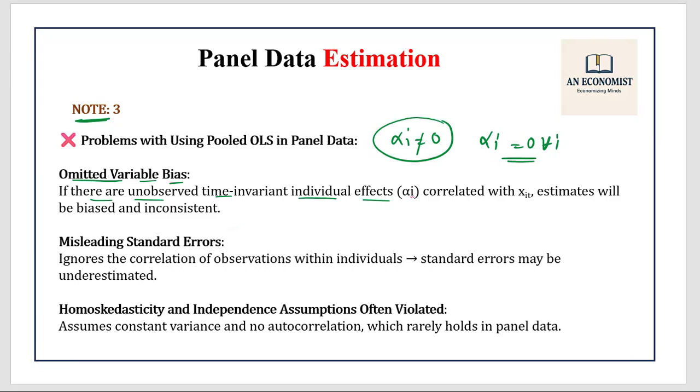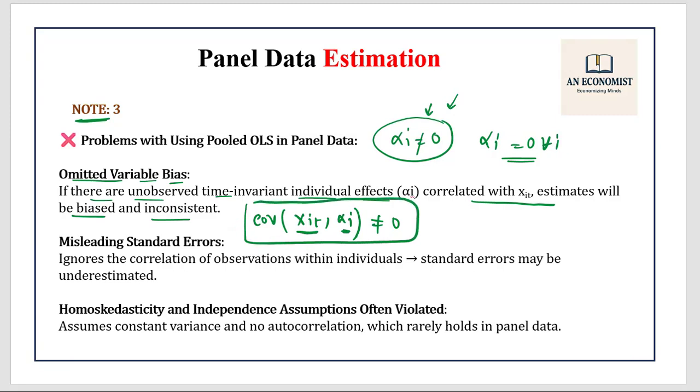So if alpha i happens to be not equal to 0, and this effect gets correlated with x_it, that is, the explanatory variables present in our model, then the estimates will be biased and inconsistent. So basically, if the covariance of x_it and alpha i becomes not equal to 0, we are assuming that alpha i is present, it is non-zero, it has an effect on the outcome variable, and it also gets correlated with the explanatory variable. In that case, there will be severe problems. The estimators will be biased and inconsistent in nature, which is the first problem of using this oversimplified model.